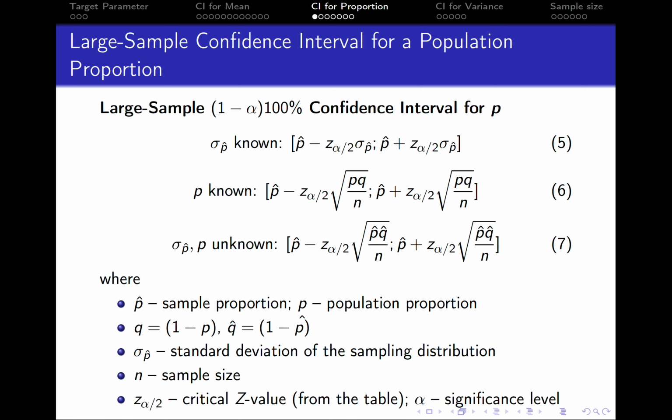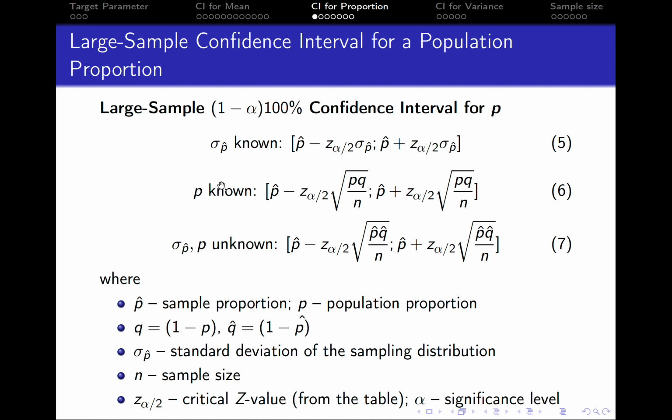We can also construct a confidence interval for a population proportion. To do that, we've got three possibilities. The first possibility is when we know the standard deviation of the sampling distribution. In this case, we just take the sample proportion and subtract the product of the critical z-score and the standard deviation of the sampling distribution. This will be the lower boundary, and the upper boundary will be exactly the same, just with the plus sign.